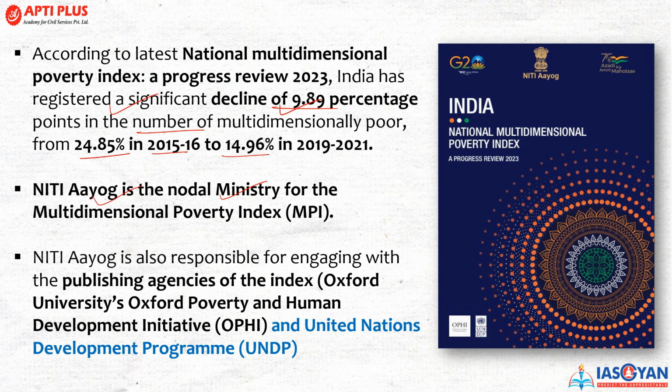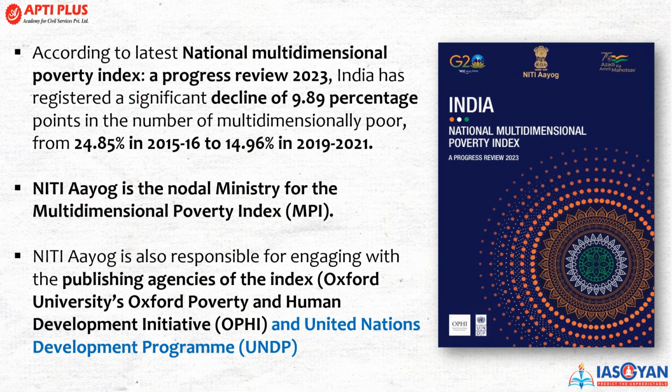Apart from this, one point that is also important for you, take a note of this: NITI Aayog is responsible for engaging the publishing agencies, that is Oxford University's Oxford Poverty and Human Development Initiative, called OPHI, and UNDP, the United Nations Development Programme, as a part of a collaboration. So these are all the entities involved in the National Multidimensional Poverty Index.